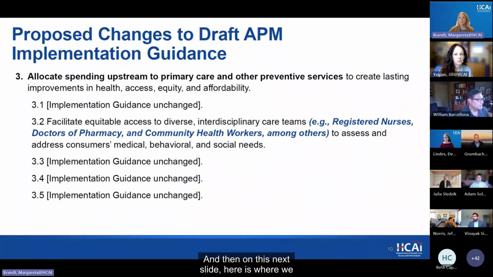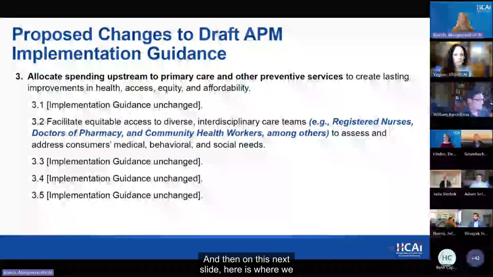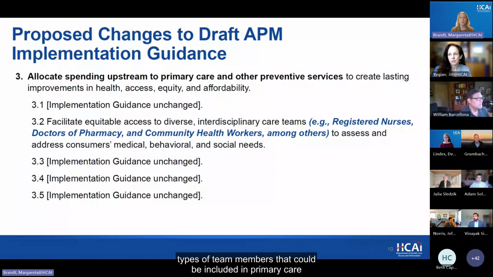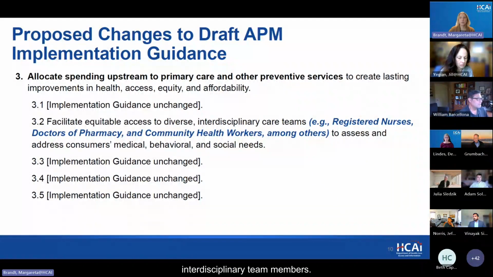And then on this next slide, here is where we integrated a note or references to the types of team members that could be included in primary care teams to provide the resources or the services needed to address social, mental, and behavioral health needs and reduce administrative burden or support teams in working to the top of their license or being the most efficient. So we've included references to nurses, doctors of pharmacy, and community health workers as examples of interdisciplinary team members.